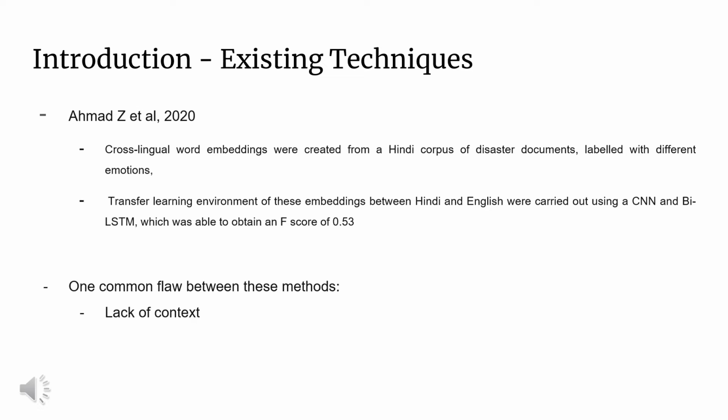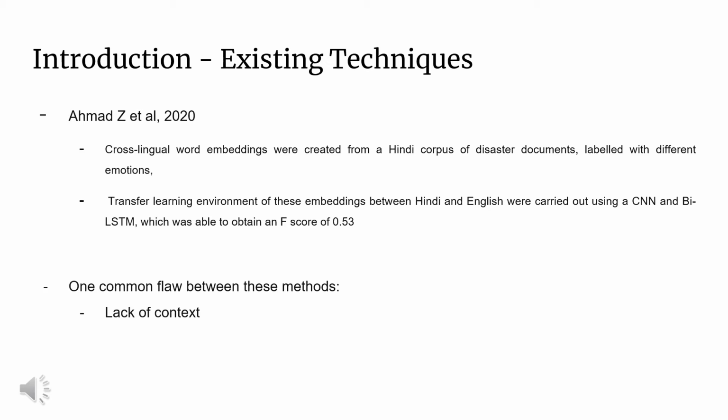While these managed to obtain very strong results, one common flaw between these methods was a lack of context. Context is incredibly important when it comes to judging emotions within a sentence. For example, the sentence, "The politician died," could have been preceded by either "I hate this politician" or "I love this politician," meaning that the context of these sentences is incredibly important.